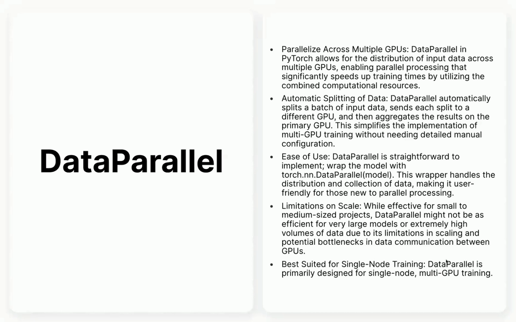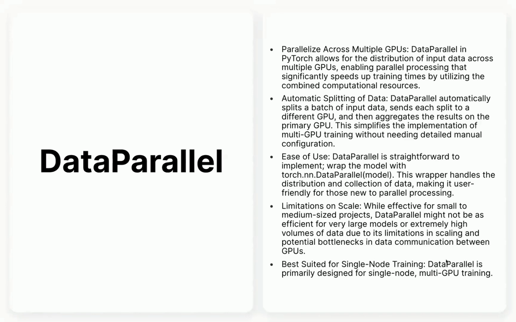So parallelization is probably the best thing that any of the models can utilize to try and improve throughput and training efficiency. Data parallel is one class that can be used. You can parallelize across multiple GPUs. Data parallel allows for distributing the input data across multiple GPUs.